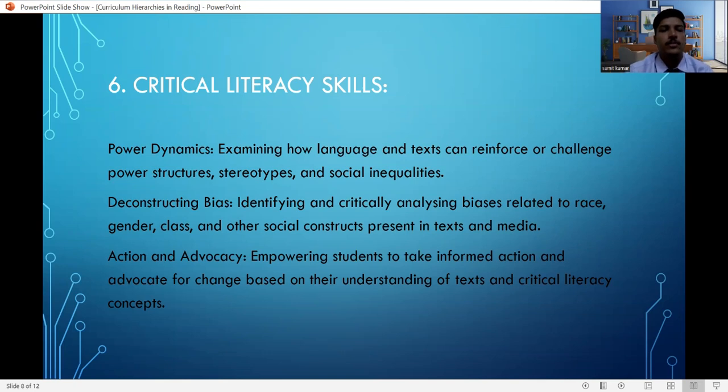The sixth stage is critical literacy skills. It consists of power dynamics, deconstructing bias, and action and advocacy. In power dynamics, we examine how language and text can reinforce or challenge power structures, stereotypes, and social inequalities. Second is deconstructing bias, identifying and critically analyzing bias, for example, in gender, class, or other social constructs. The third is action and advocacy, empowering students to take informed actions and advocate for change based on their understanding of text and critical literacy concepts.